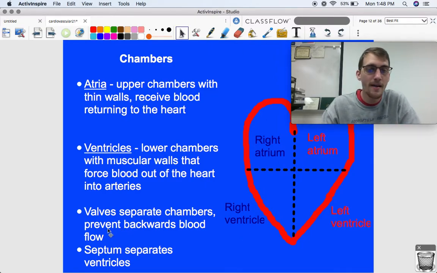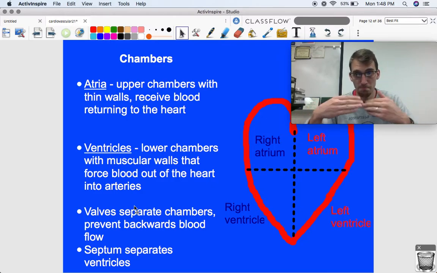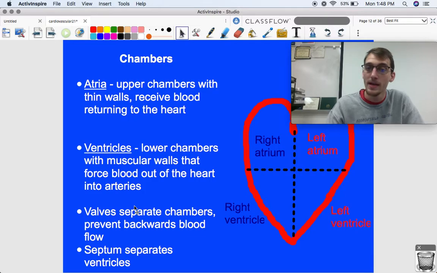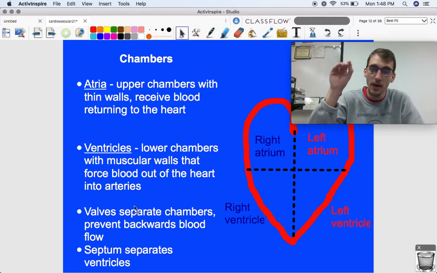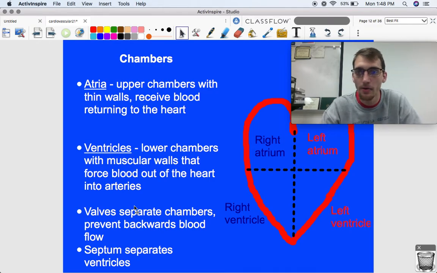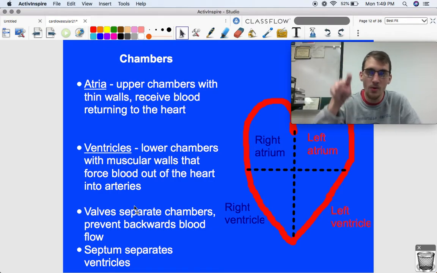Okay, and between every chamber and the arteries are valves. They separate the chambers, and they prevent blood from flowing backwards. Blood needs to go from one chamber to the next. Atrium, ventricle, out. Atrium, ventricle, out. It can't be going backwards, splashing around, because that's inefficient, and then you're not going to get the right amount of blood delivered to where it needs to go if your blood is not flowing in one direction. So it needs to be efficiently flowing in one direction: atrium, ventricle, out.